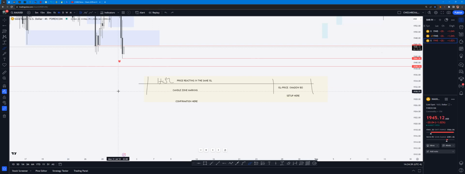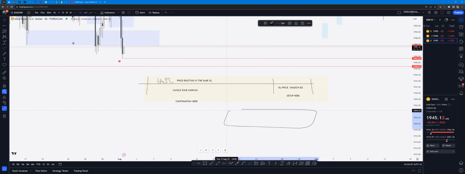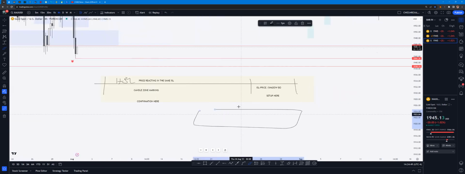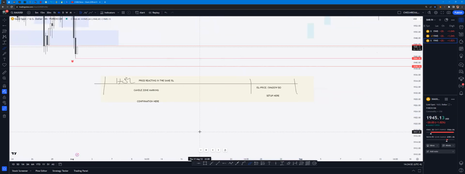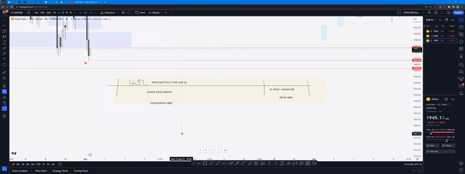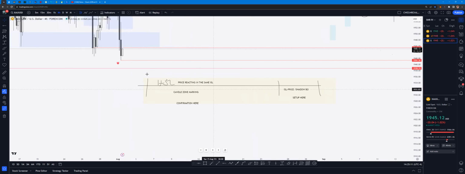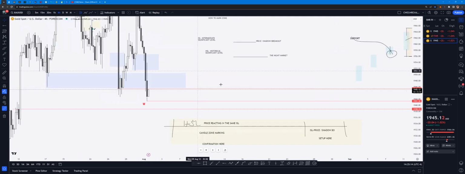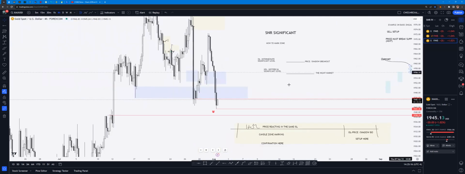Okay, so after marking the zone, you check for the HSL. After you mark your zone for entry, like we did over there, you have to check for your HSL. If there's no HSL, then forget about your zone. The zone won't hold. So you don't forget about the HSL. They work hand in hand. Where there is HSL, there is a high probability setup.